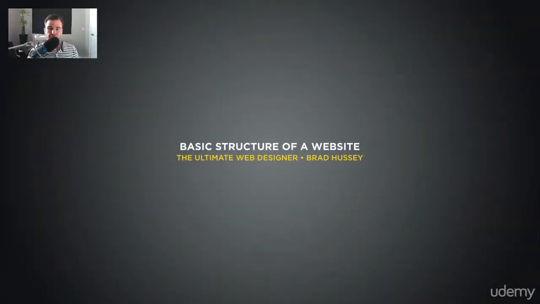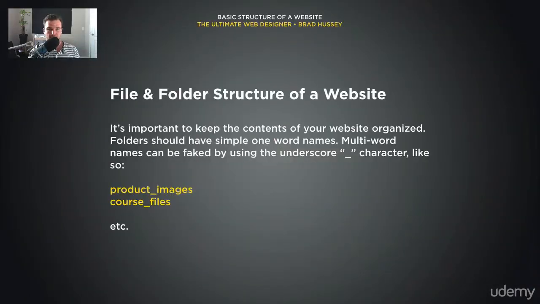The basic structure of a website. So first we're going to start with the file and folder structure. It's important to keep the contents of your website organized. Folders should have simple one-word names. Multi-word names can be faked by using the underscore character, like so: product_images, course_files, rather than saying "product images" with a space like you would when writing in English.